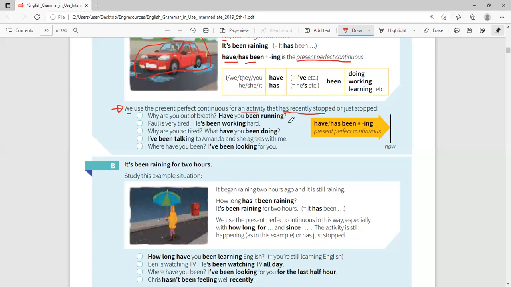But I'll still tell you that I've been looking for your number for a long time, up to now that we have met. So that shows that the action has just stopped.